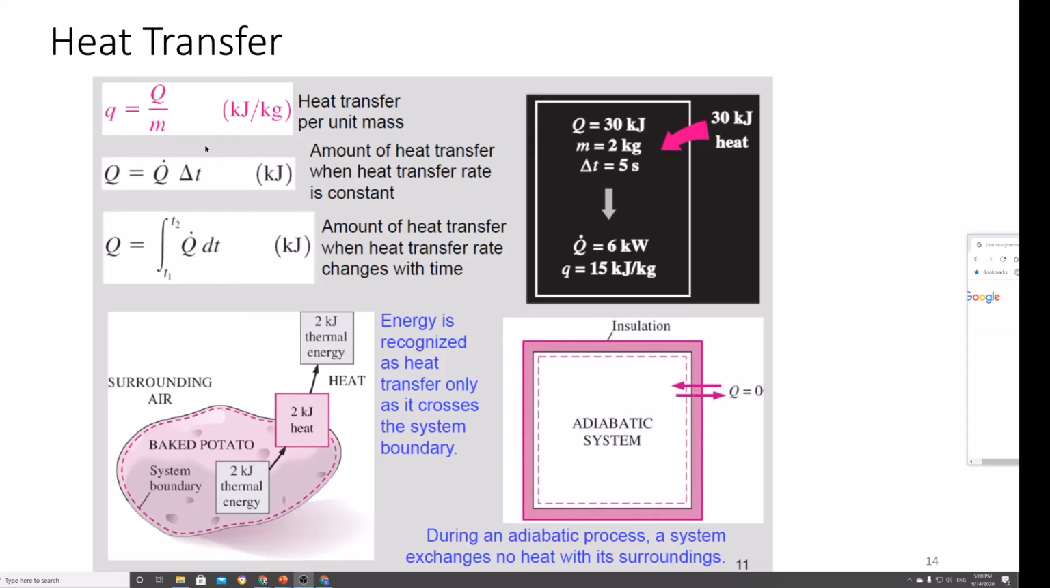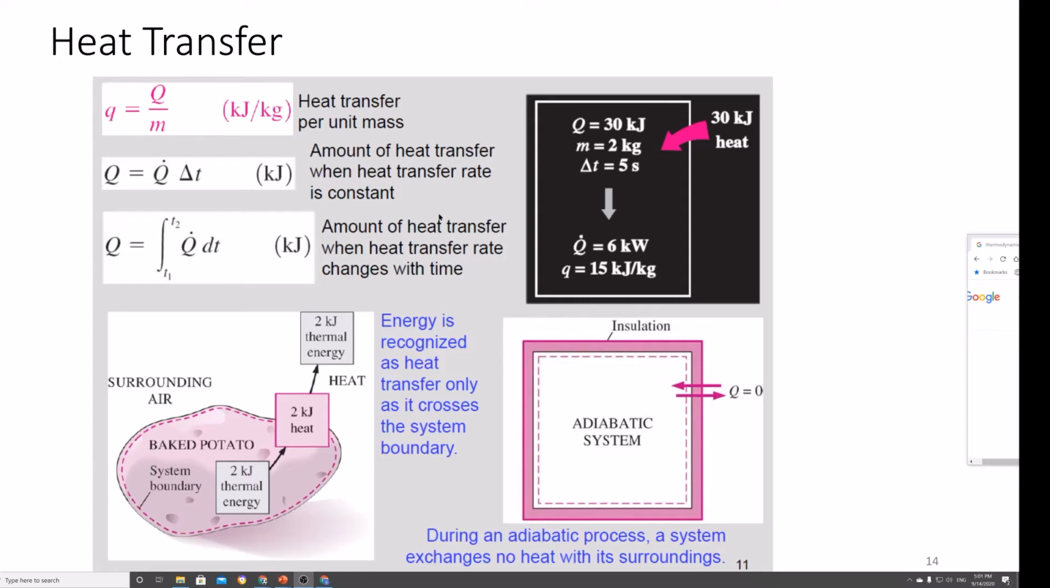And some more defined symbols and equations for us. Heat transfer per unit mass is the total heat divided by the total mass. And here's total heat transfer when you have some rate. This could be 10 joules per second, for maybe 2 seconds, so your total heat transfer would have been 20 joules.